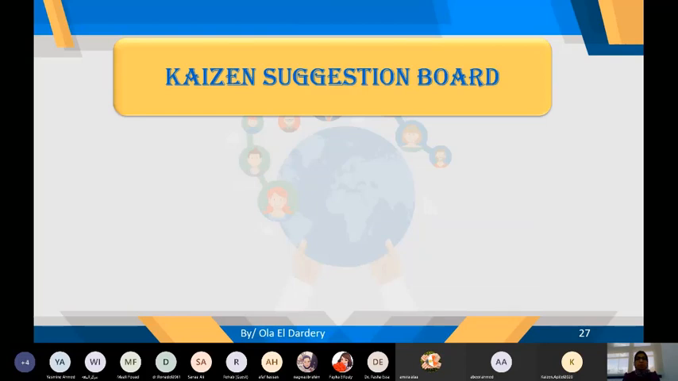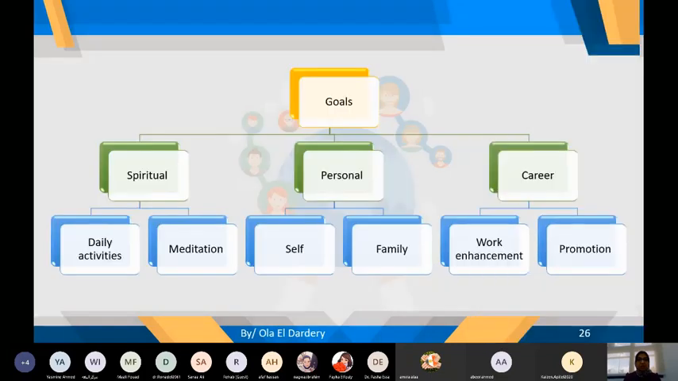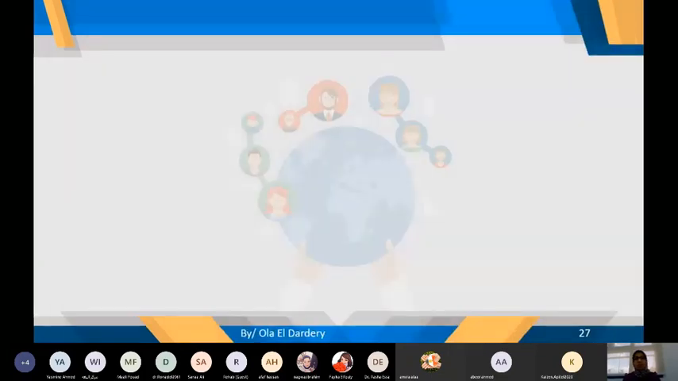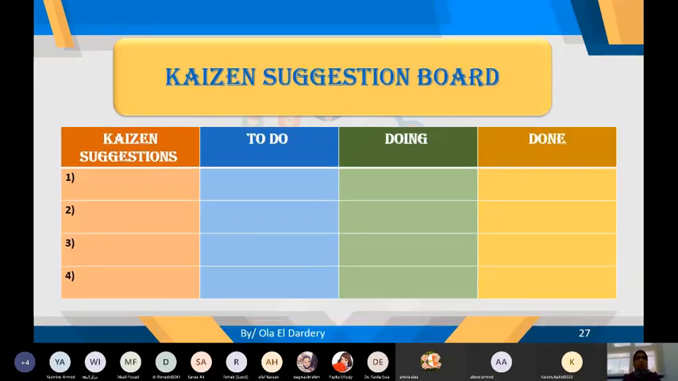Okay, so the Japanese people made a Kaizen suggestion board, and this can be seen as well in several organizations and service organizations. This is about what you want to suggest, how to do it, what you're doing, and what's done. So from the previous, as we see here, the goals could be personal, but in any organization, they're going to focus on what the company goals are.